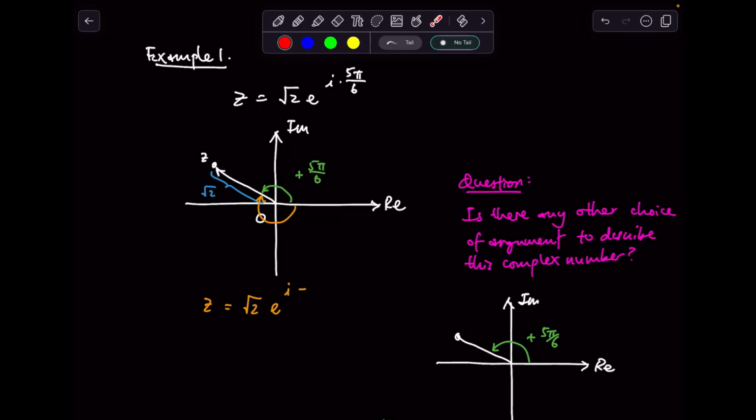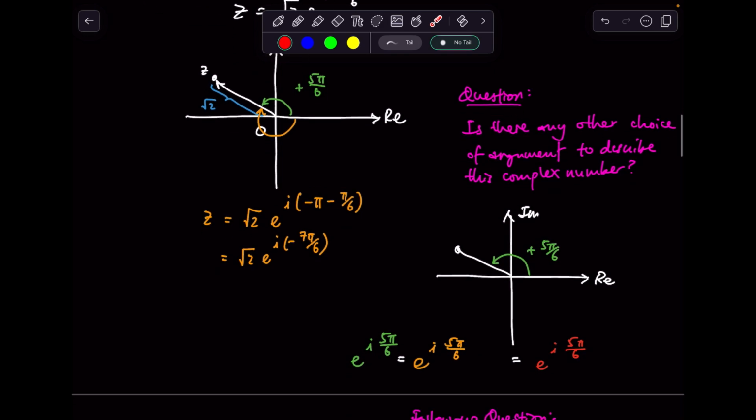This angle is, if you can tell, this is pi, 180 degrees, and then pi over 6. So it's minus pi, and then minus another pi over 6, right, which gives root 2 e to the power of i times minus 7 pi over 6. Right, so can we describe our complex number z like this? Turns out we can, and in fact there are many choices that we can use to describe our complex numbers.